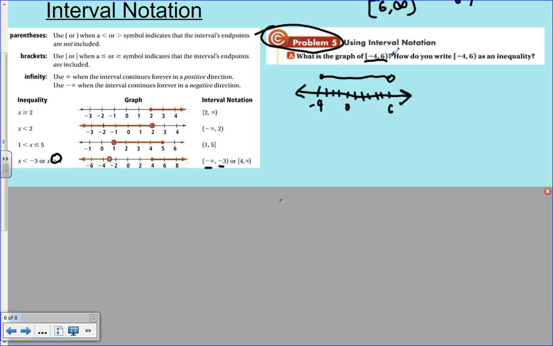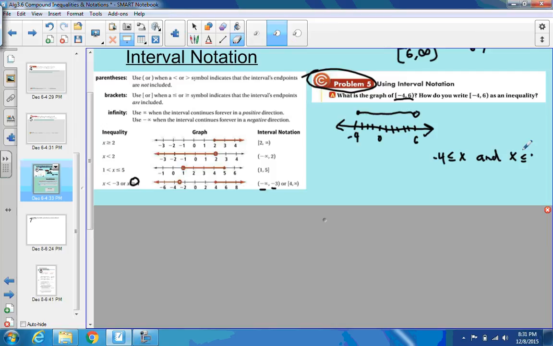Now, to write that as a compound inequality, you can write that a couple different ways. You could write that negative 4 would be less than or equal to x, and x would be less than, not or equal to, sorry, just less than 6. Or again, you can write that with the negative 4, the 6, and the x, and the correct symbols in between. All right?